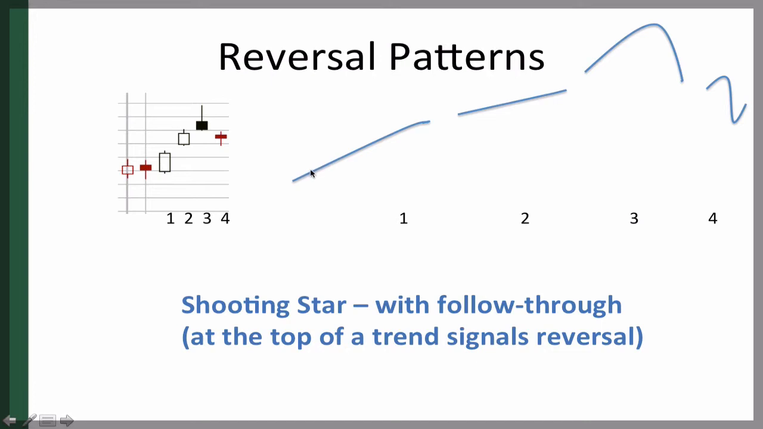So candle 1 is a strong one going straight up. Candle 2 is going up. Candle 3, the shooting star, goes up and it comes back down and closes down here near where it started. And then candle 4 is down below that, showing some additional follow-through from that shooting star.